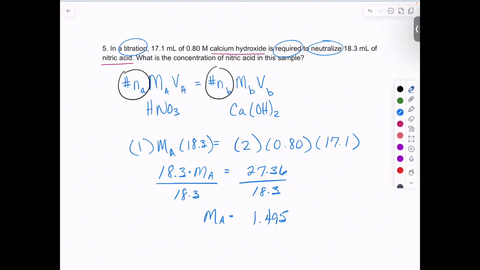Actually, I'm sorry, that's molarity. So we could say, all right, we have 3 sig figs everywhere, so this would be bumped up to 1.5. We'll leave it at that. And this is molarity. All right, thanks for watching.